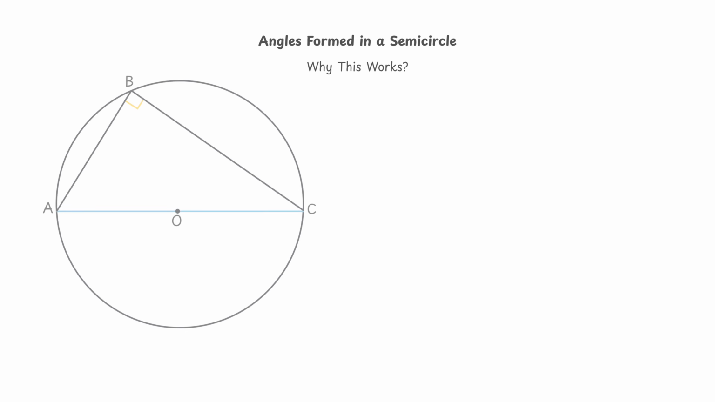Now let's go one step deeper and understand why this angle is always 90 degrees. At first, it might feel like a rule you just have to memorize, but there's actually a clear reason behind it. Look again at the diagram. The line from A to C is the diameter. That means it goes straight through the center O. So the angle at the center, angle AOC, is a straight line, and a straight line is 180 degrees.